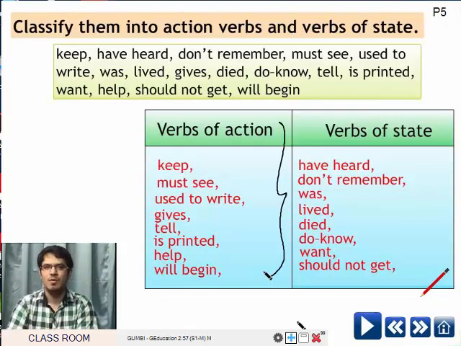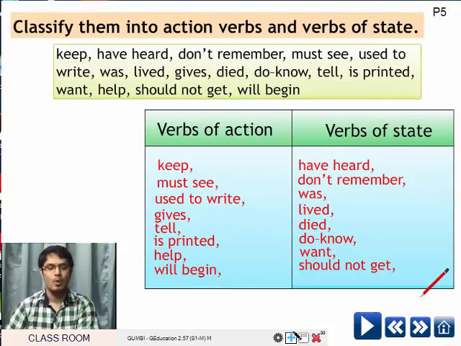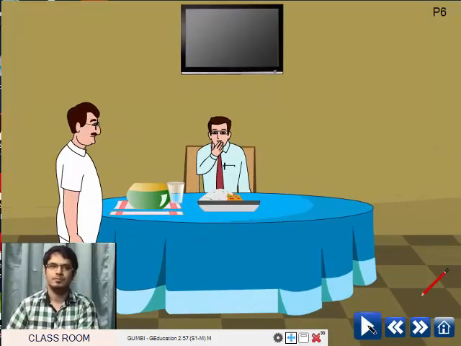So I'll read out once again. Listen to me carefully. Verbs of action: keep, must see, used to write, gives, tell, is printed, help, will begin. Now verbs of state: have heard, don't remember, was, lived, died, do know, want, should not get. I hope you all did this activity well. Next, we'll move on to the next thing.